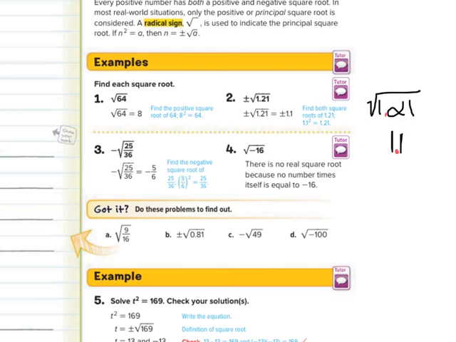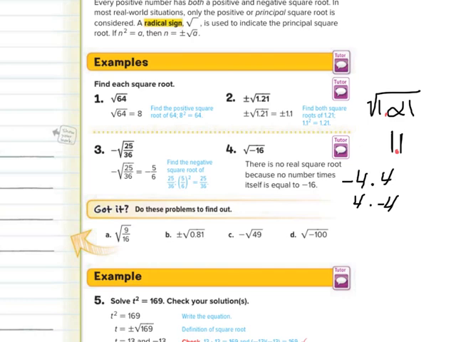Now, the square root of a negative number. There is no real square root because no number times itself is equal to negative 16. 4 times 4 is 16, but the only way to get to negative 16 is to do negative 4 times a positive 4 or a positive 4 times a negative 4. Those are different factors. 4 and negative 4 are different factors. And so because of that, no number times itself is equal to negative 16.